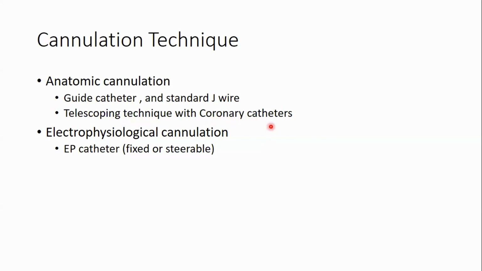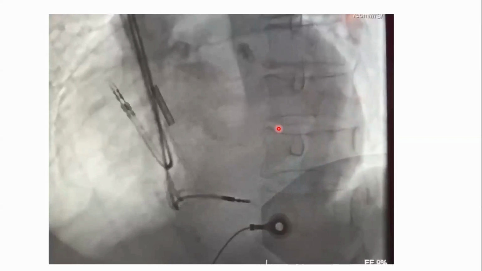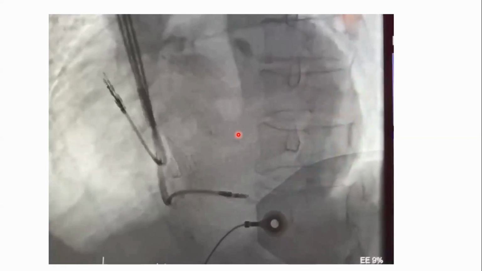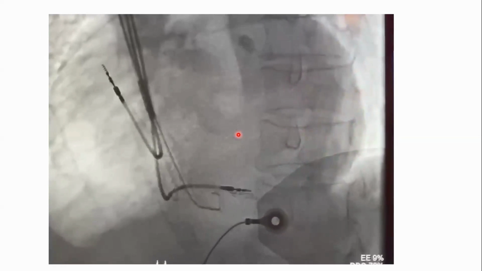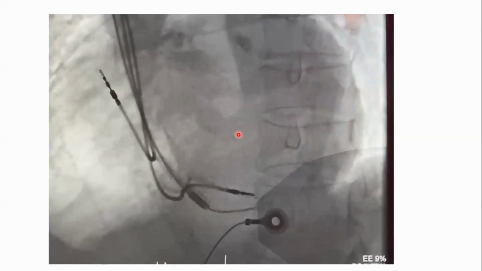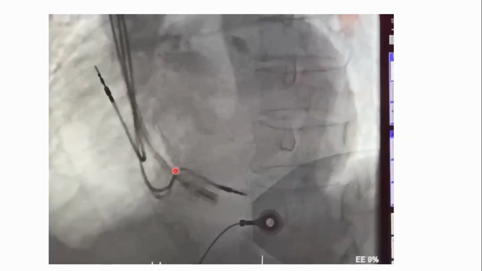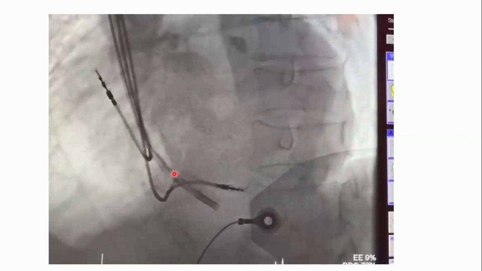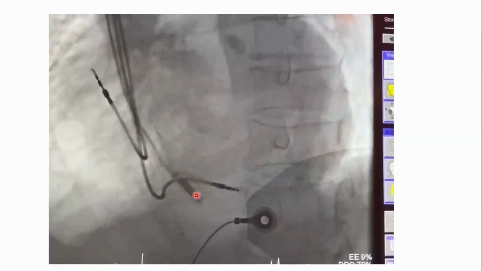And commonly, we use either an implant catheter or a multipurpose catheter. So this is a video, and I hope it projects well, which is showing us using the standard technique where we just have the guide catheter. This is the guide catheter, and it has a J wire inside it.